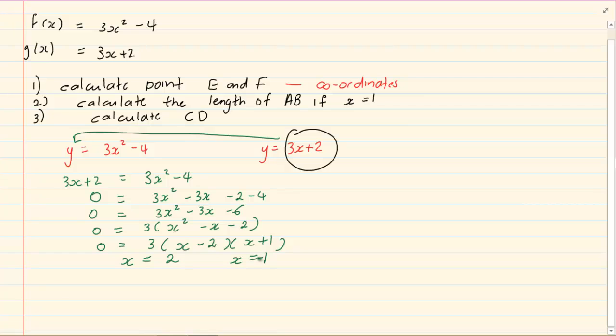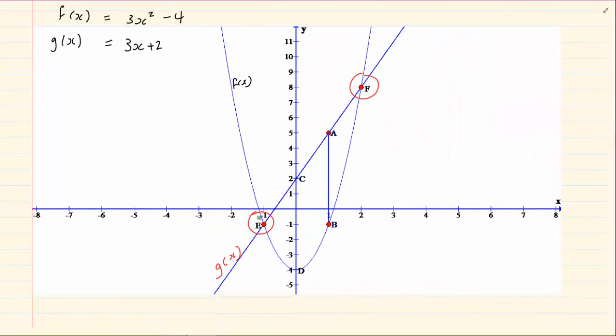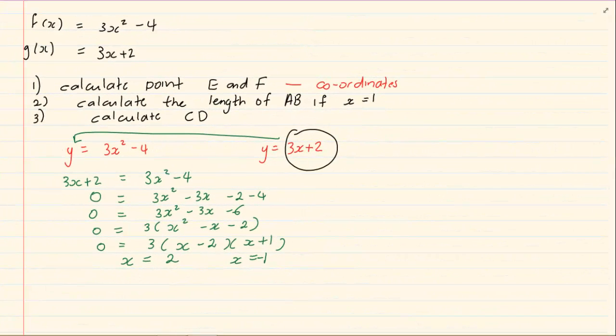We have x is equal to 2 and x is equal to minus 1. But this is not the coordinate. If you look at the graph, this is simply the x values. But when they want a coordinate, they want both. They want x and y. So how do you get it?